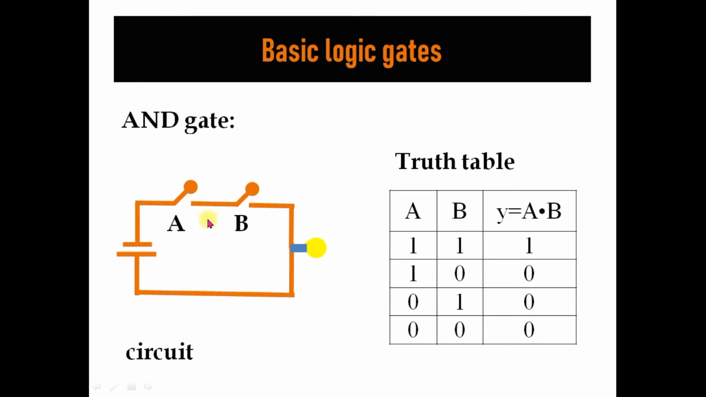And we can also see the circuit. If this is closed, this is open, then the light is off. When both switches are closed, then only this light gets on. This is the equivalent circuit for this truth table.